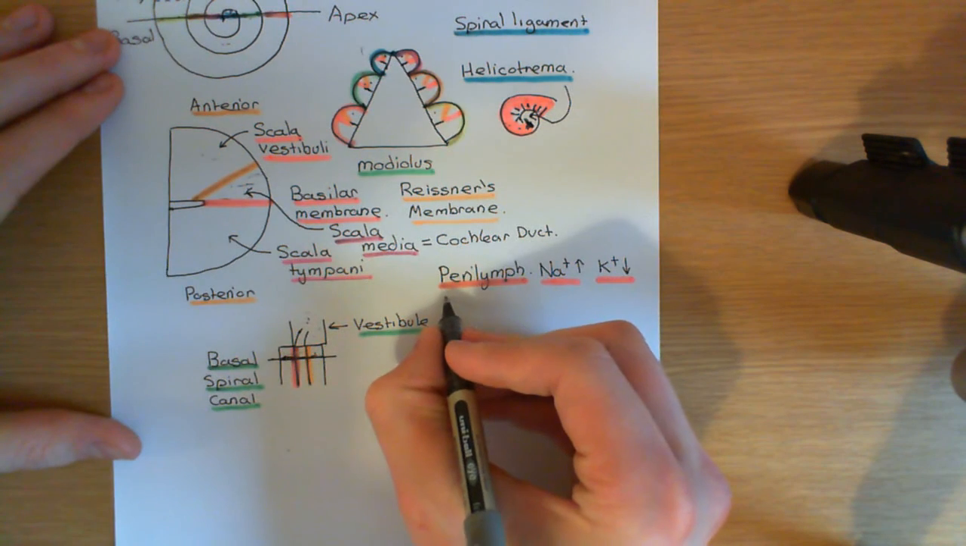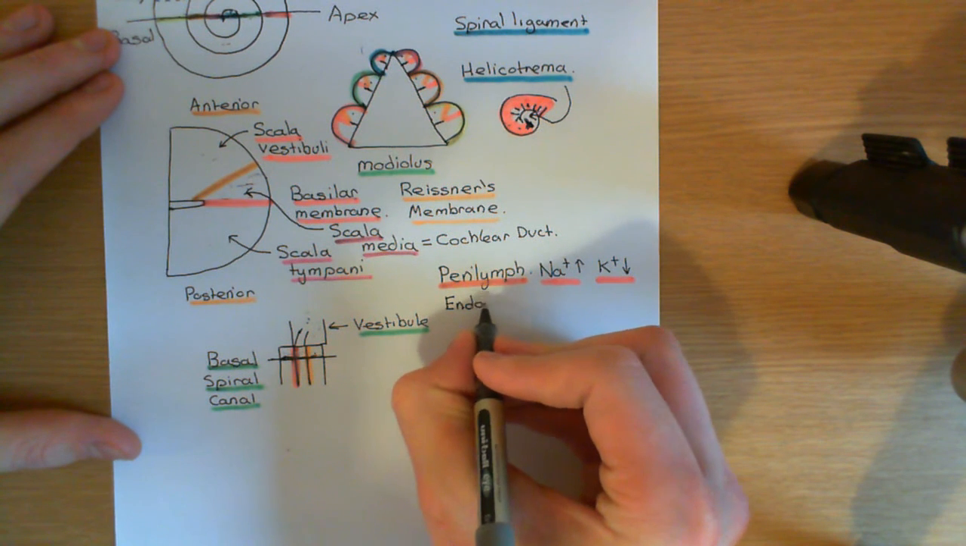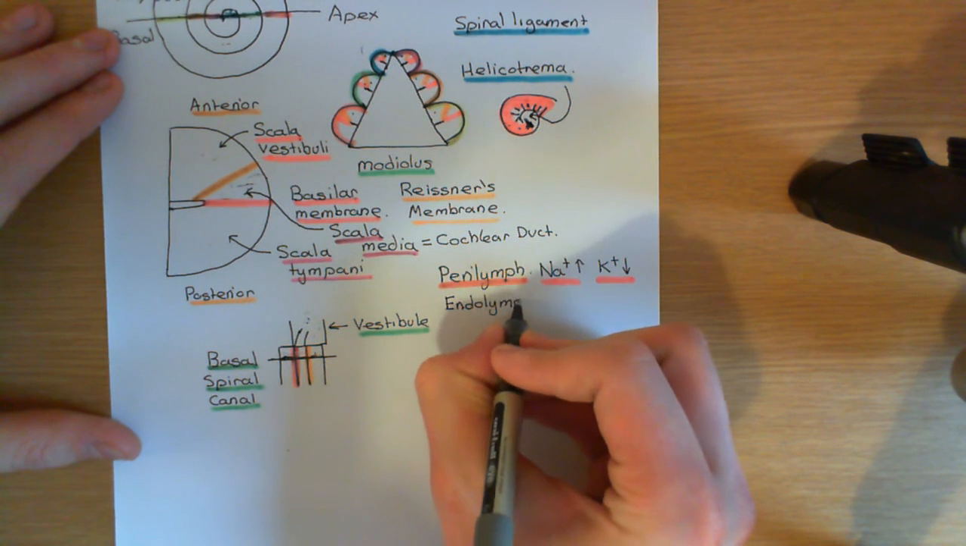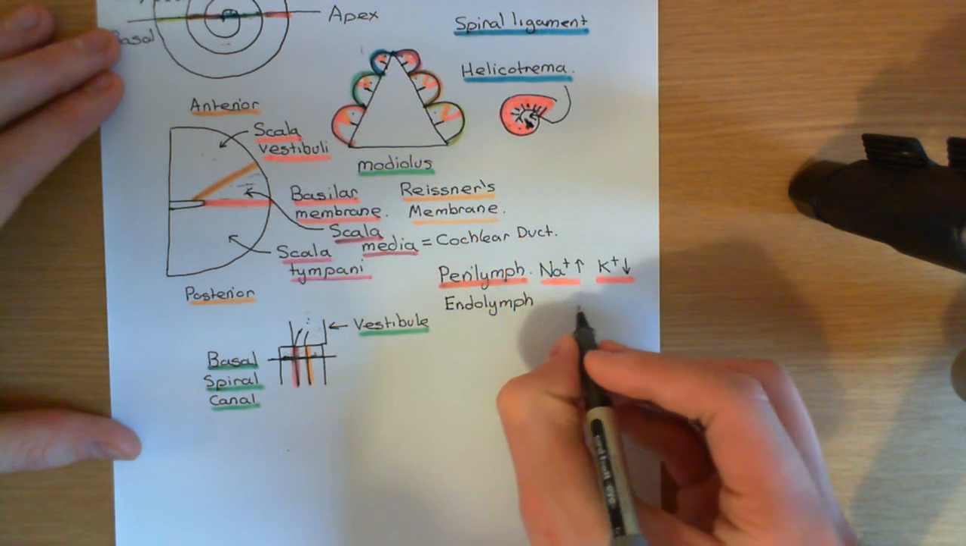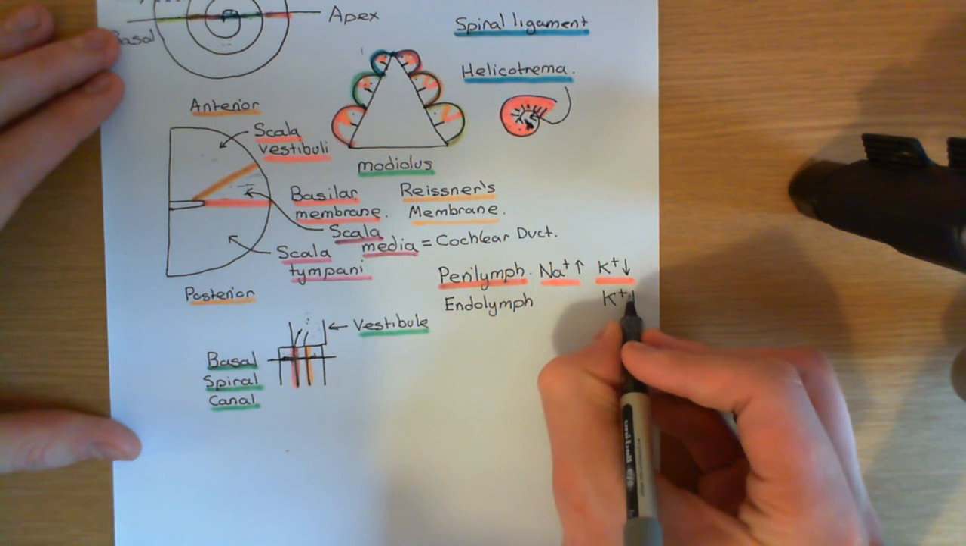Now, the cochlear duct and the vestibular duct contain a very different type of fluid known as the endolymph. And what's weird here is that potassium concentration is actually really high.